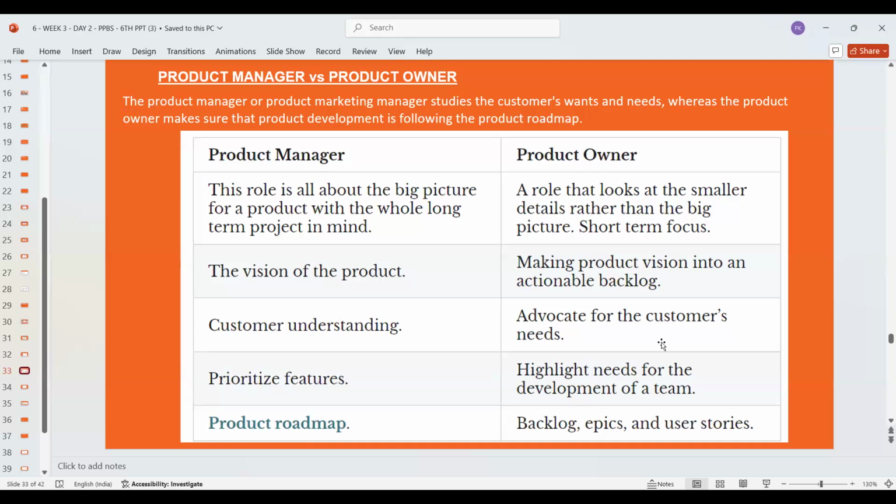Product manager, the vision of the product. Product owner, making product vision into an actionable backlog. Product Managing. manager. Sorry, please go ahead. Oh, thank you. Yeah, product manager, customer understanding, product owner, advocate for the customer's needs. Product managing, prioritize features. Product owner, highlight needs for the development of a team. Product roadmap, backlog, epics, and user stories.